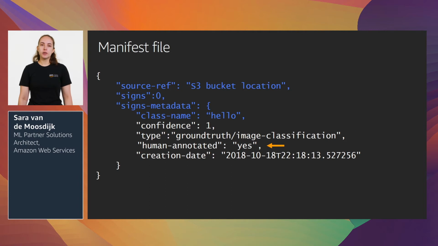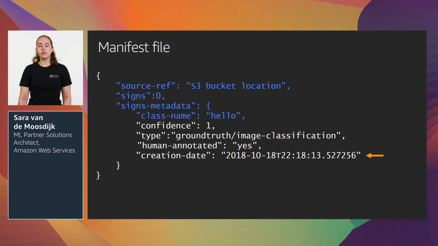Next, you have a flag which indicates if this particular label was generated by a human or if it was generated by the machine learning model within SageMaker Ground Truth. And finally, you have the creation date, the exact date and time at which this particular label was generated.